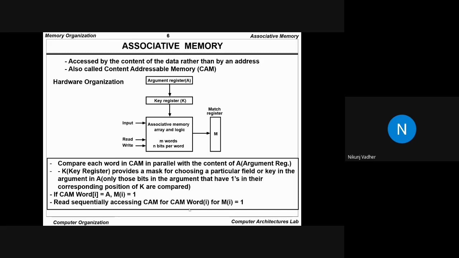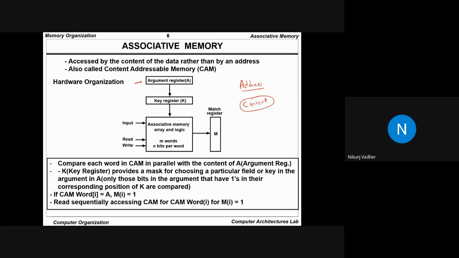So till now, whenever we were accessing the memory, we have accessed memory using address. But in associative memory, memory will be accessed with the help of content. Rather than searching the address, we will search the content in the memory. So how will this work?